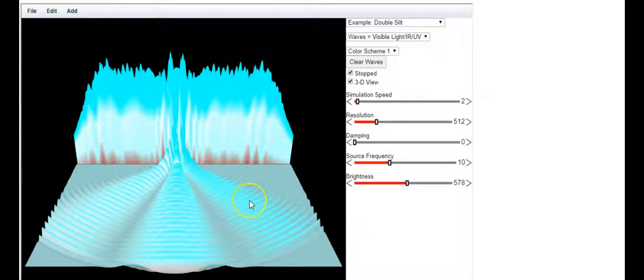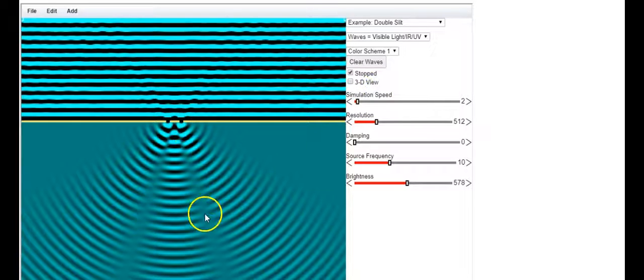So what we're seeing is a third kind of wave. We have two original circular waves coming out, and when they overlap each other, there are areas where they are positively or maximally interfered and constructed, and there are areas where they are minimally constructed, or you would say destructed.